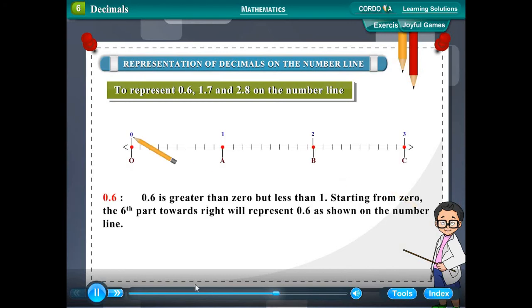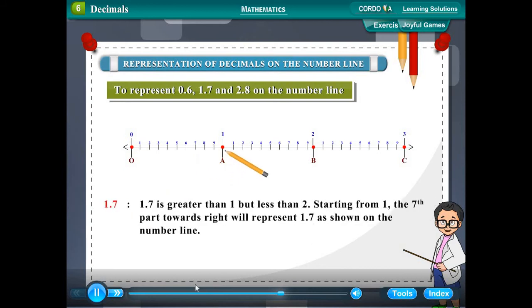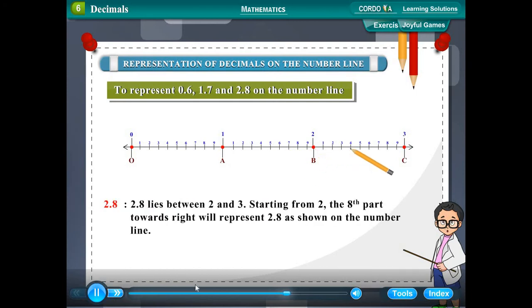0.6. 0.6 is greater than 0 but less than 1. Starting from 0, the sixth part towards right will represent 0.6. 1.7. 1.7 is greater than 1 but less than 2. Starting from 1, the seventh part towards right will represent 1.7. 2.8. 2.8 lies between 2 and 3. Starting from 2, the eighth part towards right will represent 2.8.